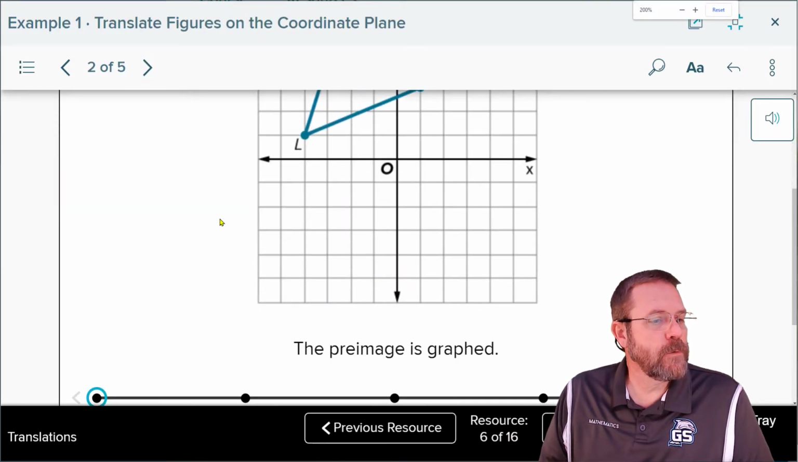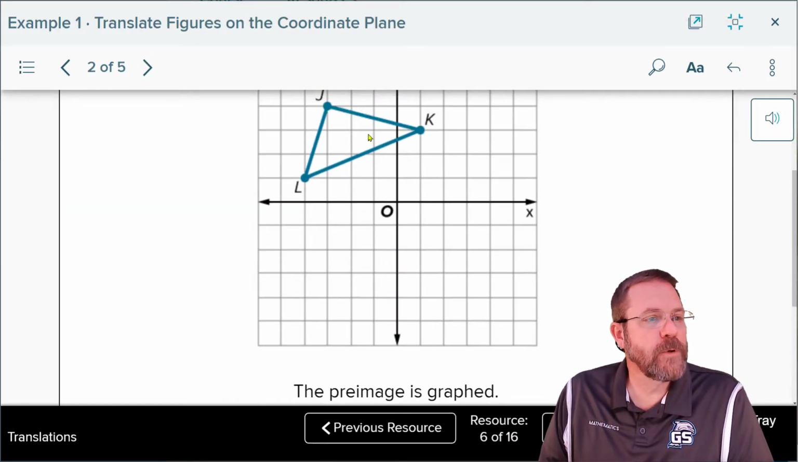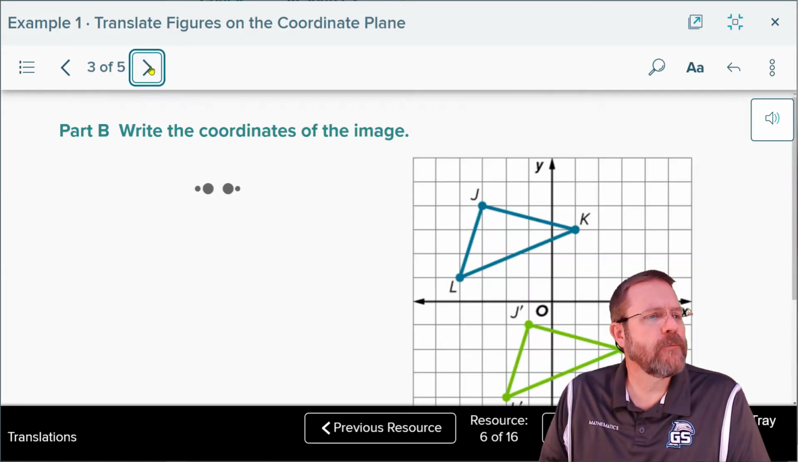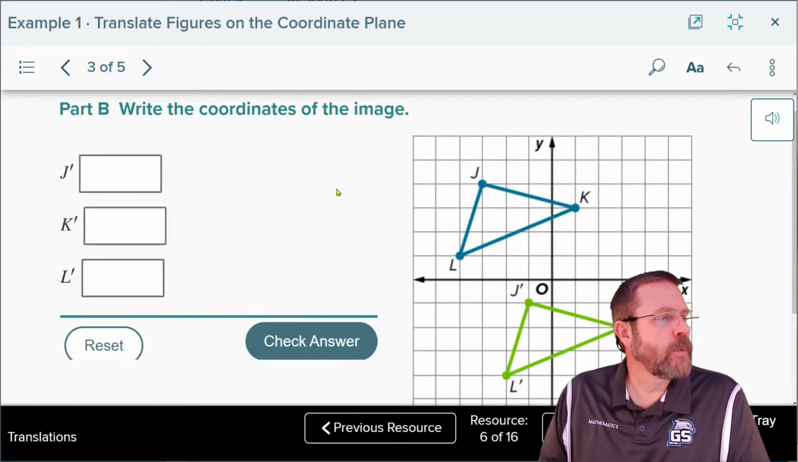We're going to scroll down just a little bit. You've got your pre-image right here, and you can see J is at (-3, 4), K is at (1, 3), and L is at (-4, 1). Now we're going to move all three of those points 3 units right, I think it was 3, and 5 units down. So here we go.